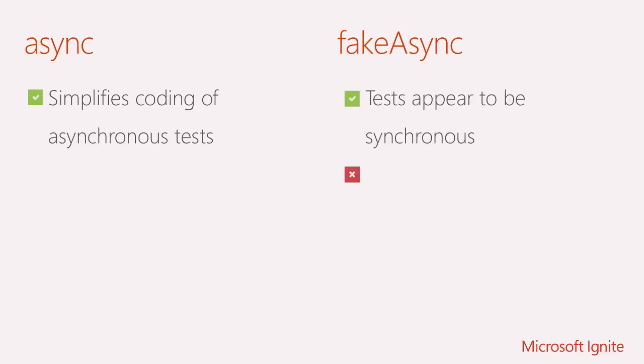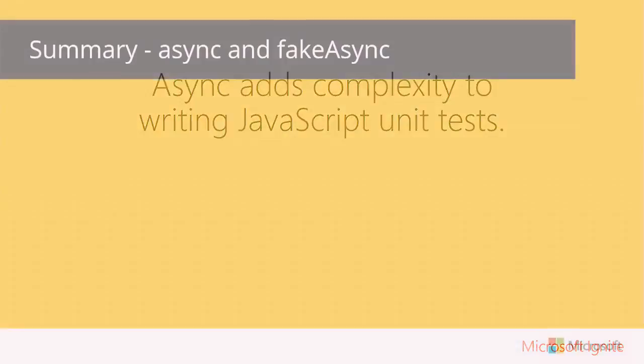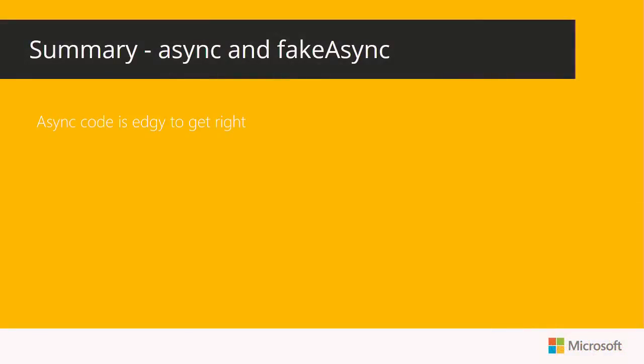I prefer fakeAsync because you get a nice linear flow through your test and it appears to be more synchronous. The downside is you can't use it everywhere. For example, you can't make XHR requests inside a fakeAsync test. So in summary, async code has always been edgy to get right, but we've got these great new helper functions that really help us out.